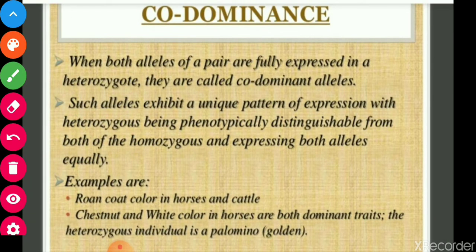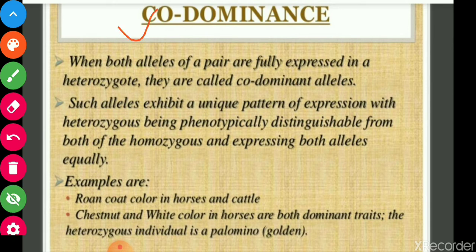Now see the next topic, that is called codominance. So here you will understand about codominance. What is codominance? When both alleles of a pair are fully expressed in a heterozygote, they are called codominant alleles.